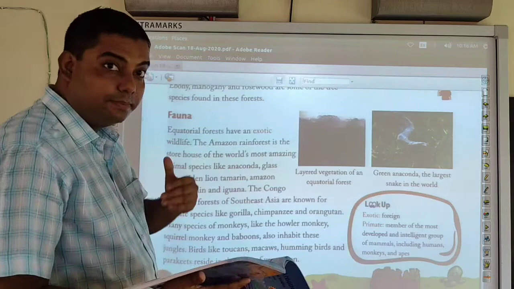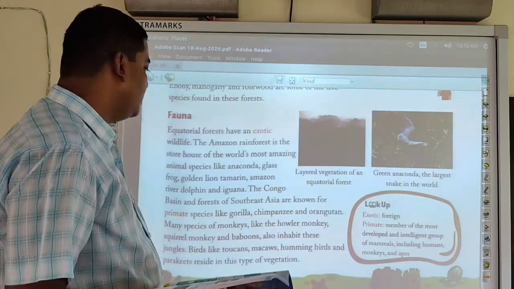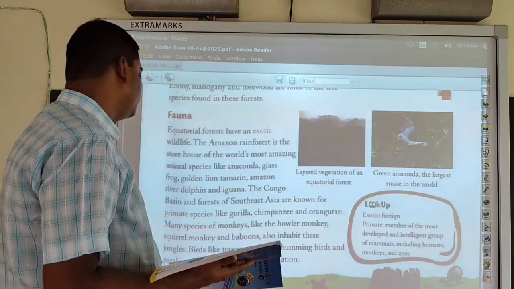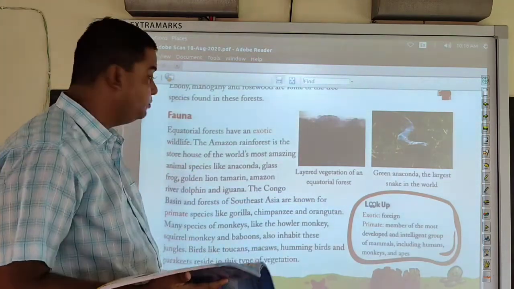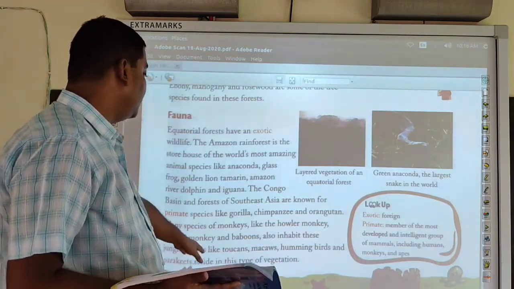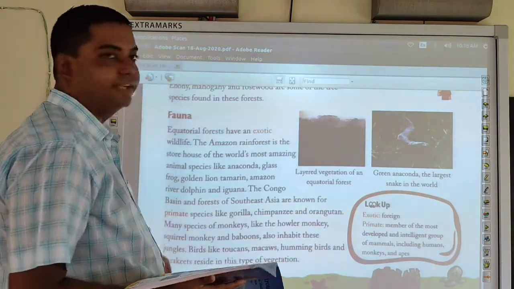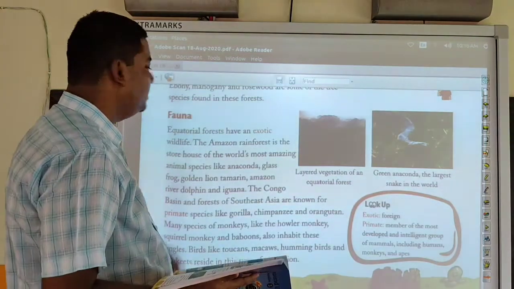Birds. Now, let's see the birds. Birds like falcons, macaws, hummingbirds, and parakeets reside in this type of vegetation. So, apart from animals, birds are also found in the equatorial rainforest, that is, falcons, macaws, hummingbirds, and parakeets. These are the birds which are found in the equatorial forest.